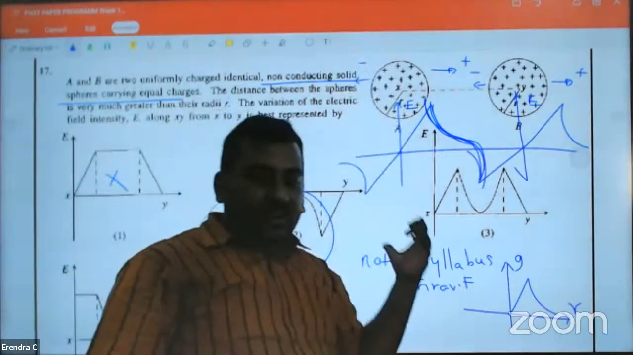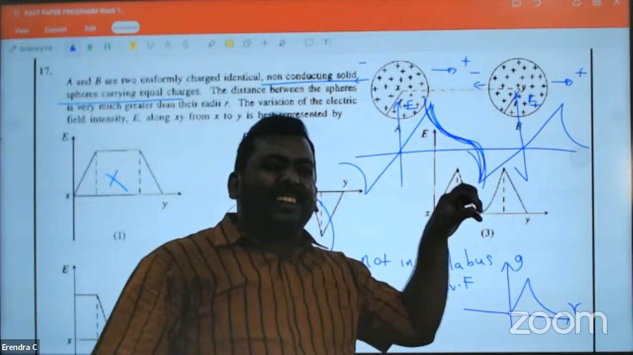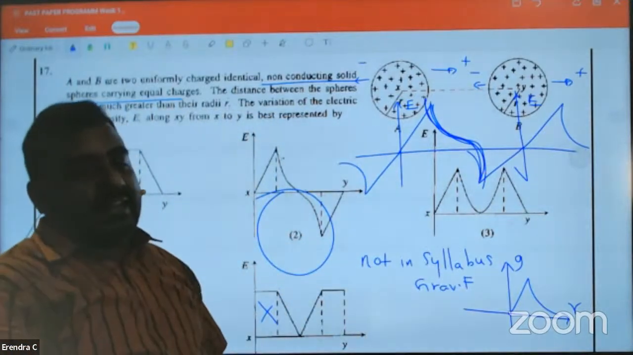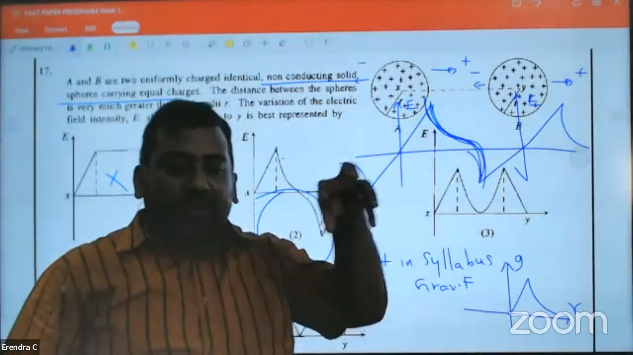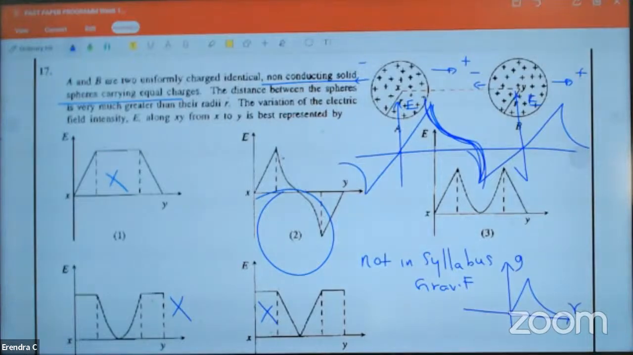Remember, this is not in your syllabus, but remember the variation for a non-conducting sphere. It is the same as the variation of Earth's gravitational field. Non-conductors are not in the syllabus.